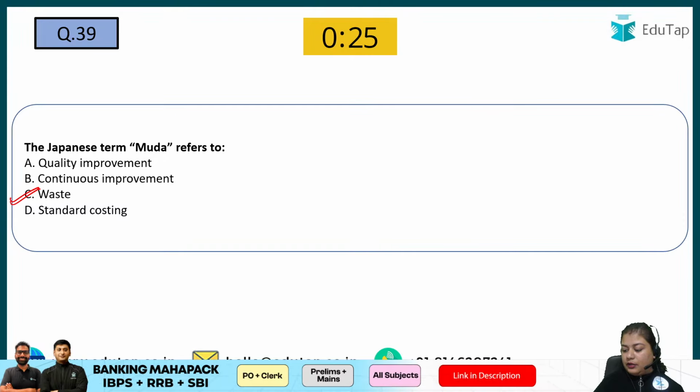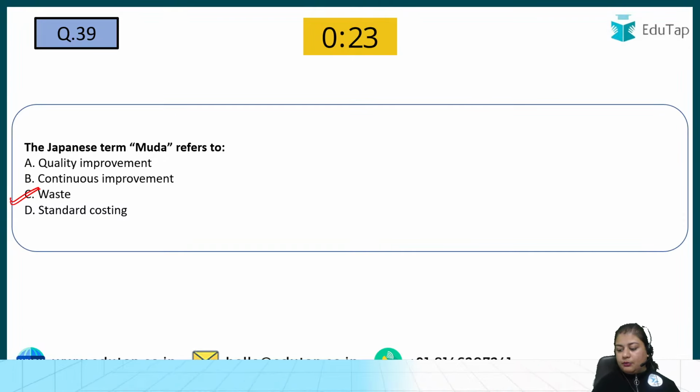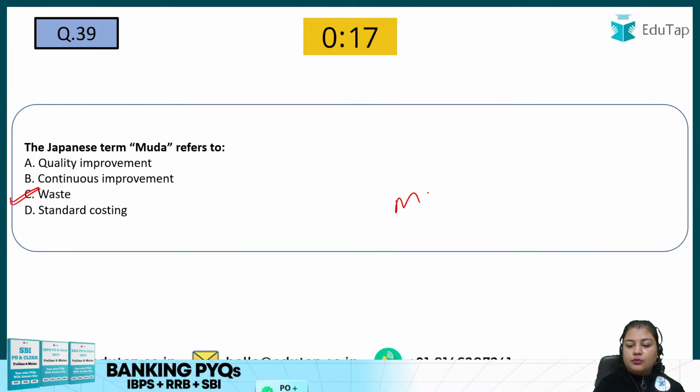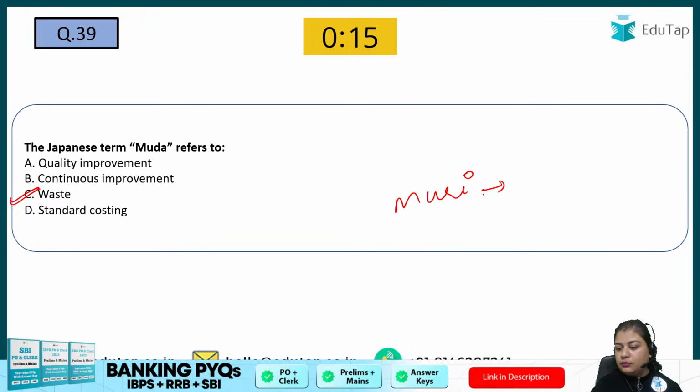Let us move ahead. Muda, mura and muri. So these are three Japanese terms: muda, mura and muri. So what is muri?